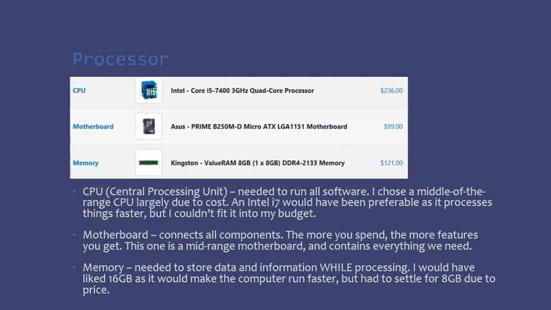The processing were all also put in, so the CPU, the motherboard, the memory, the costs, and the justification of why they bought those particular ones. You see there they explain the motherboard connects all the components. The more you spend, the more features you get, but because they're not doing gaming, for instance, they don't need a particularly fast computer, a mid-range motherboard contained everything they needed. The memory, photographs do take up quite a bit of memory, but again, they were thinking about the budget, so they bought the best memory they could afford for the budget that they had.